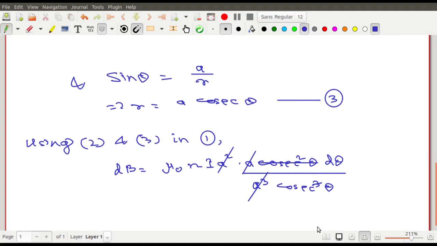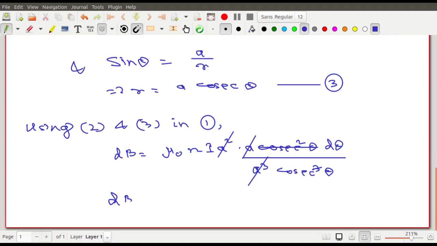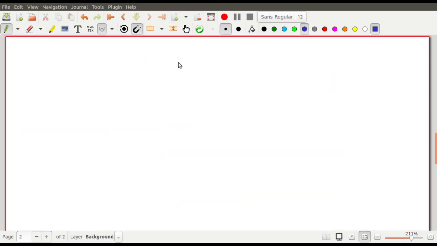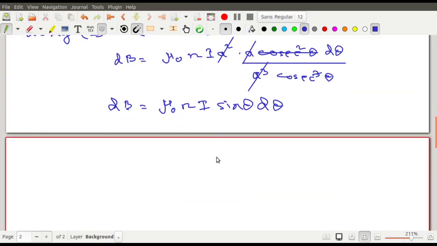with this cube. So finally you have dB equals mu 0 ni into sin theta d theta. That is the final expression. So now you see that it is a single variable equation and you can easily integrate this out.